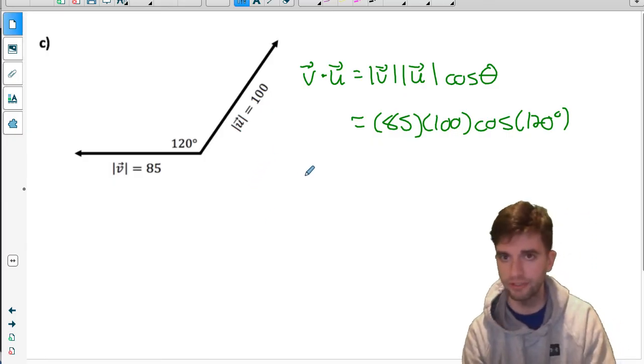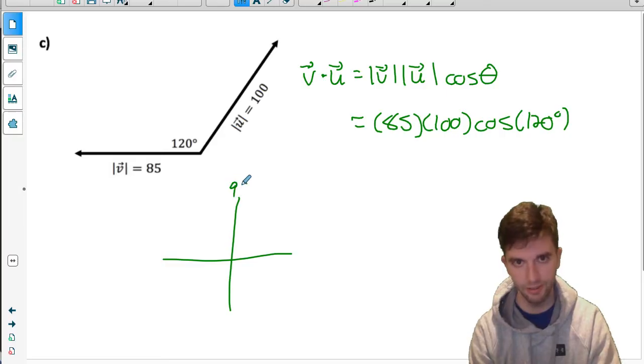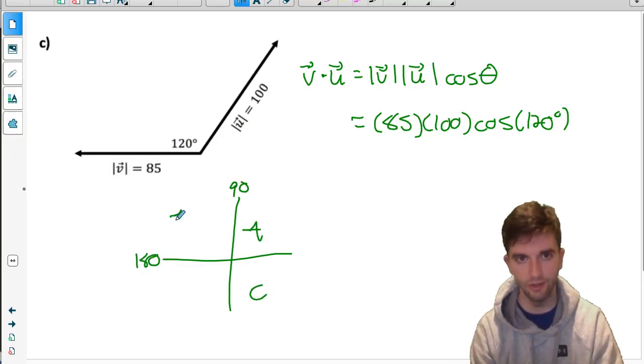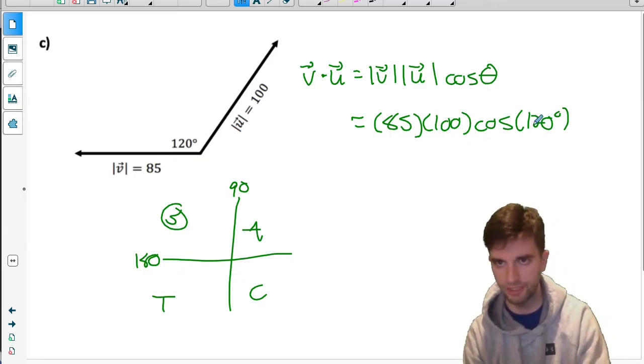I know that for a couple reasons. First of all, I know cosine of an angle between 90 and 180 is negative based on the CAST rule. Only sine is positive in this quadrant, so I know this is going to be negative.